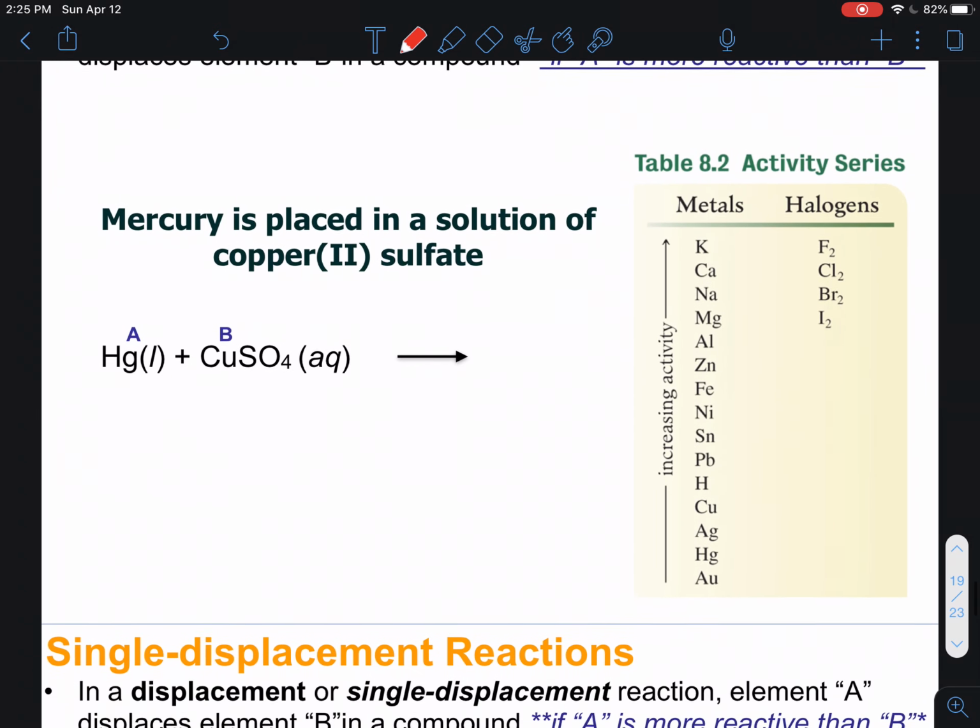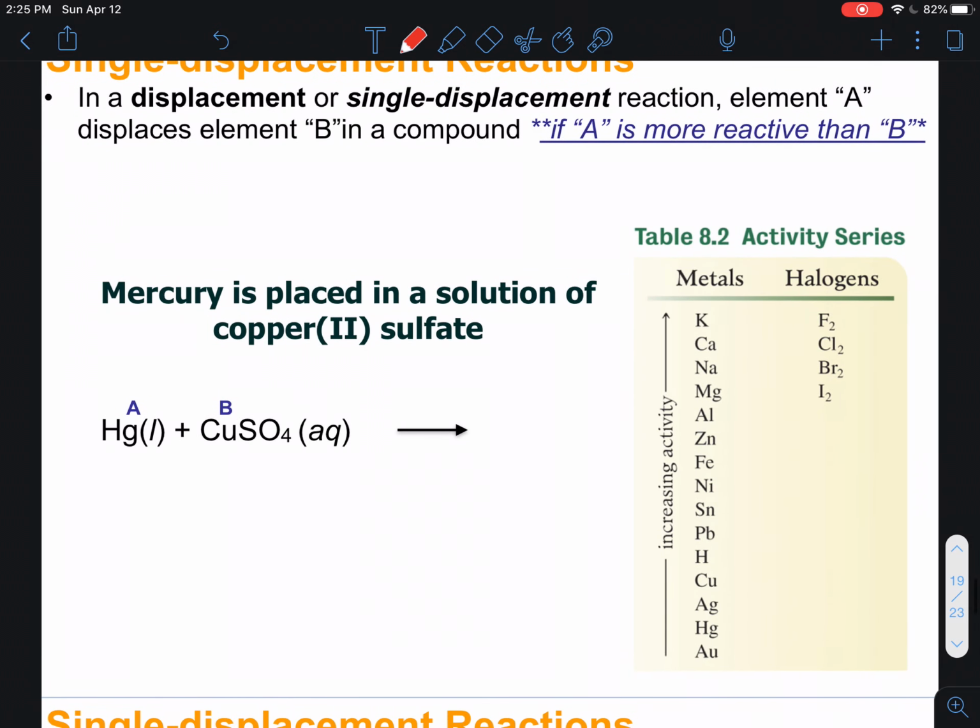Another reaction: mercury is placed in a solution of copper(II) sulfate. So here, mercury is a liquid, because mercury is always a liquid, and then copper(II) sulfate, so that's this right here. First thing you want to do is locate where mercury is on the reactivity series. Mercury is down here. And where's copper? Copper's above it. So since copper's above it, we're going to have no reaction. Mercury is not strong enough to replace copper, so nothing's going to change.